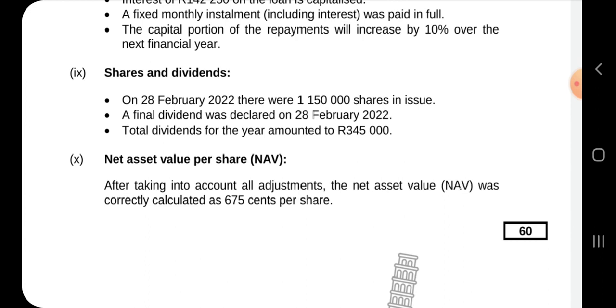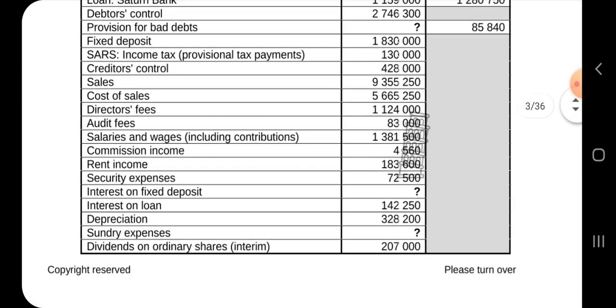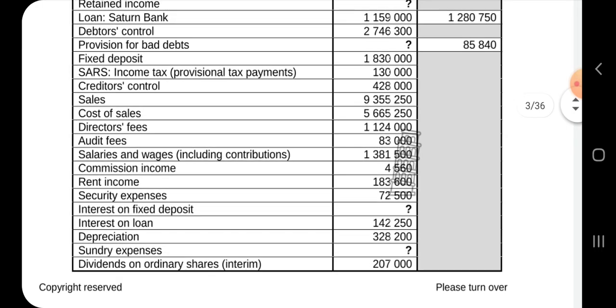So we'll go to the income statement to see if we paid any dividends. So we paid dividends on ordinary shares. Interim dividends were paid. Look at the bottom, for 207,000 rand. So we'll take the 345 minus the 207.